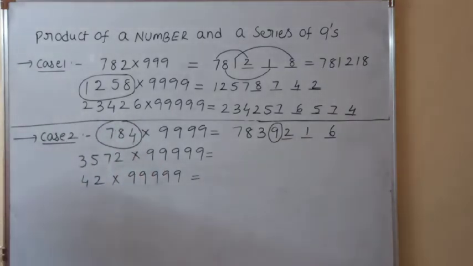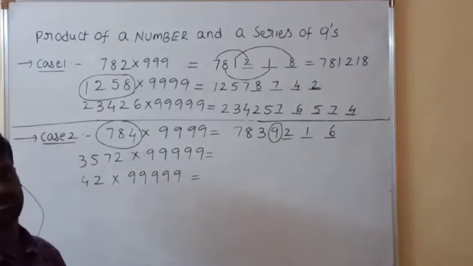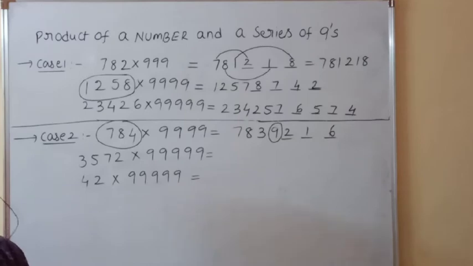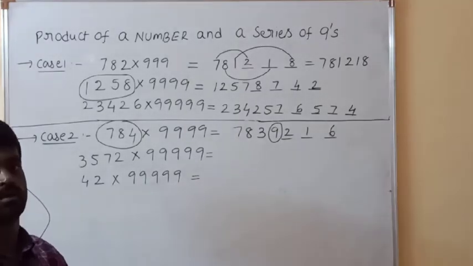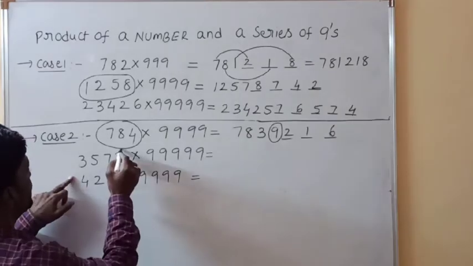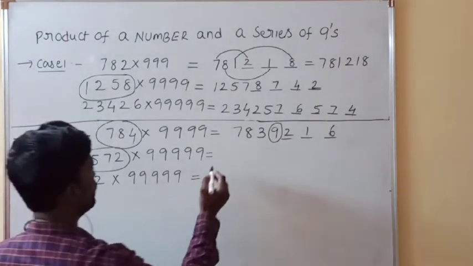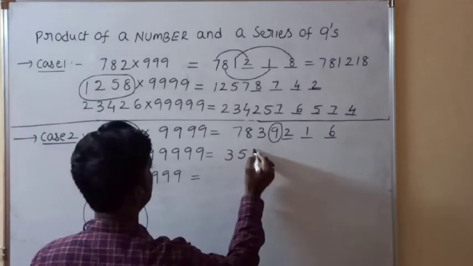That was the answer. Next here 4 digit number into 5 nines. So 4 plus 5 is 9. So how many digit number you will get? 9 digit number. Okay. So first, given number is 3572. In that if you subtract 1, what you will get? 3571.